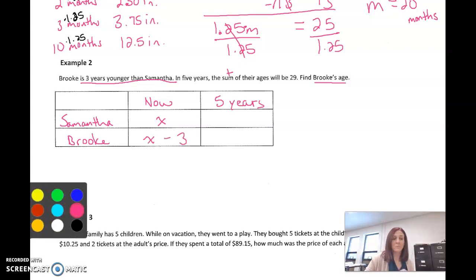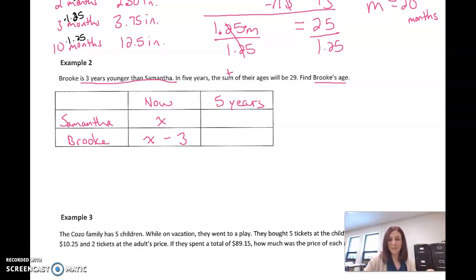But now, what happens in 5 years? Well, however old Samantha is, you're going to add 5 years to her age. However old Brooke is, in this case, it's x minus 3, you're going to add 5 years to her age.